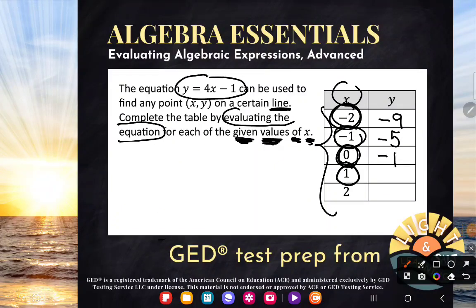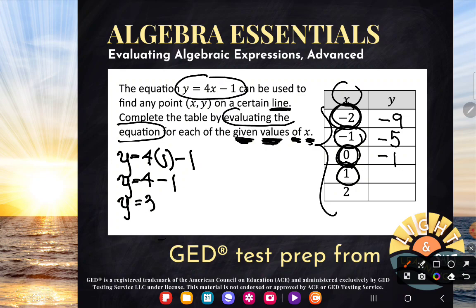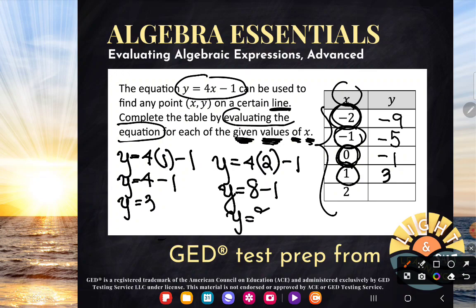Let's try when x is 1. So I will turn x into 1 this time. In that case, y would be the same as 4 times 1, which is 4, minus 1. So y would just be 3. And how about if I turned the x into 2? I guess the key here is really just testing one number at a time. 4 times 2 is 8. And if I subtract 1 from that, I get 7. And boom, I filled in my table by evaluating with my equation.